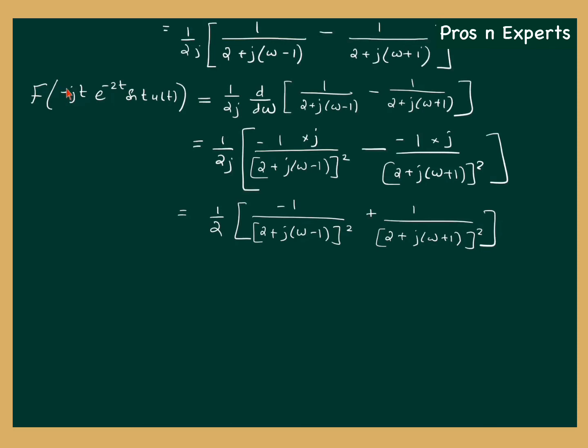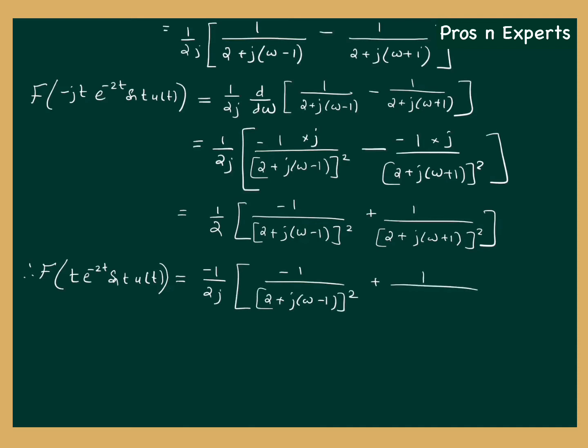But we don't need this j here. So according to the linearity property, we can take this j to the denominator of this RHS. Therefore, the Fourier transform of t e raised to minus 2t sin t of t is equal to minus 1 by 2j, I'm taking minus j to the denominator, into minus 1 by (2 plus j into omega minus 1) the whole square plus 1 by (2 plus j into omega plus 1) the whole square.